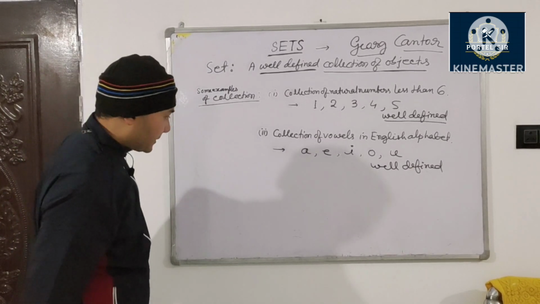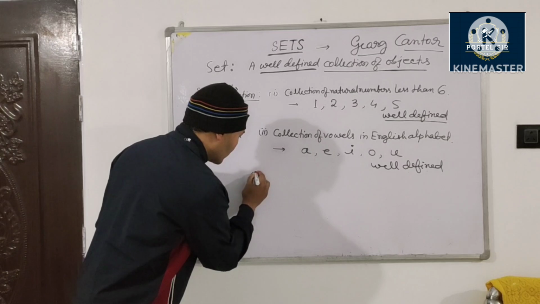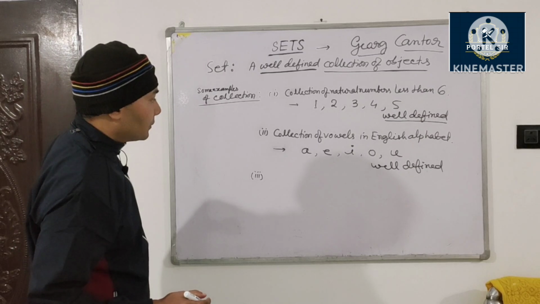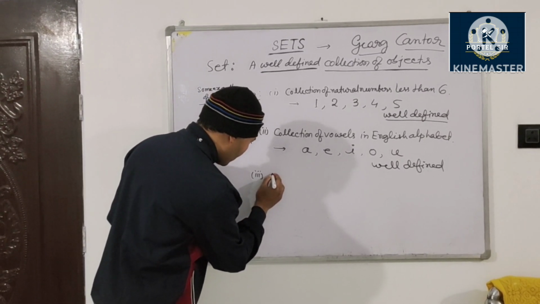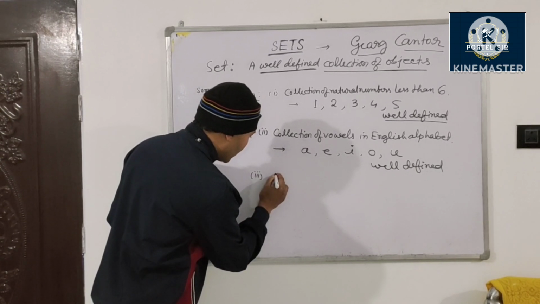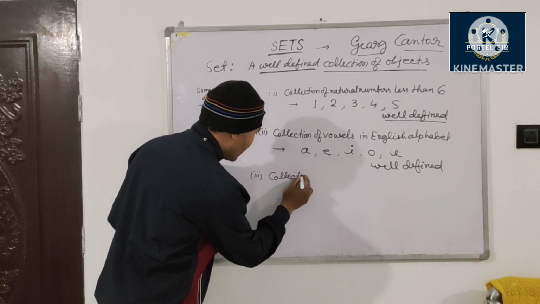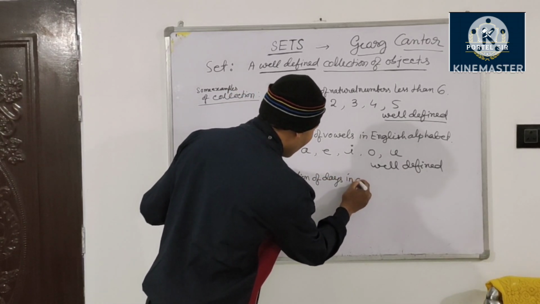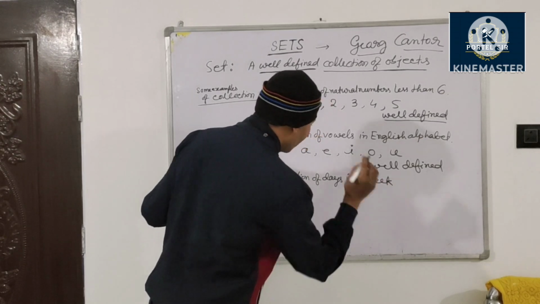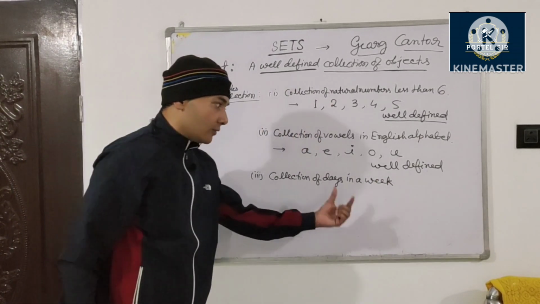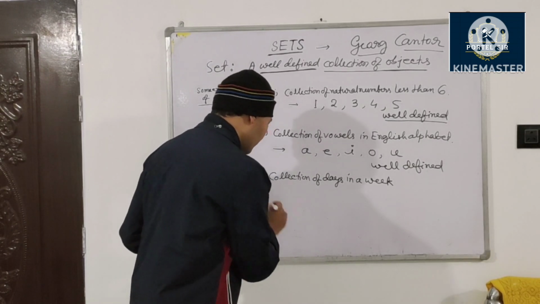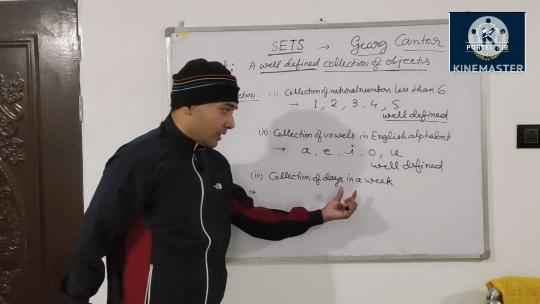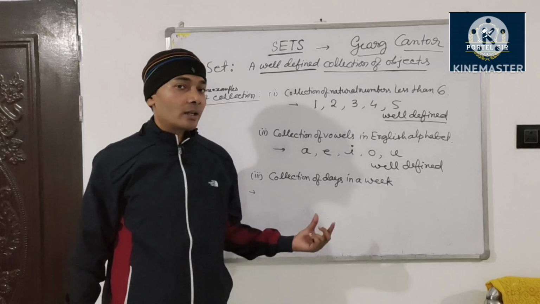So I'll give you more examples here. Number 3. Collection of days in a week. Tell me the collection of days in a week. Can you tell me? In 1 week, how many days are there? 7 days. And what are the days?